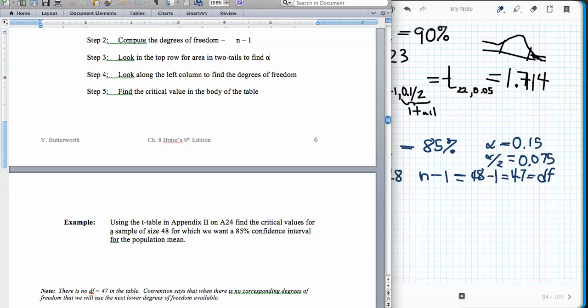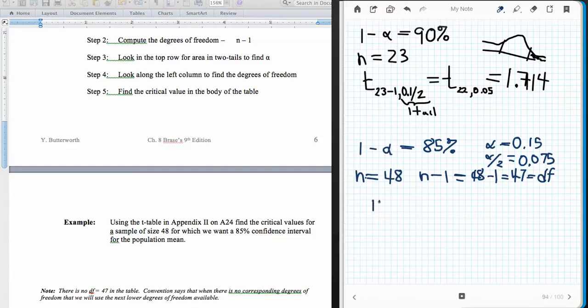So our calculator, in the inverse, in the table we do have the inverse t. So if we do this inverse t, what it's going to need is the same thing that the z does. It's going to need that area in the tail, 0.075, that's what's in one tail, and it's going to need the degrees of freedom, which in this case would be 47.